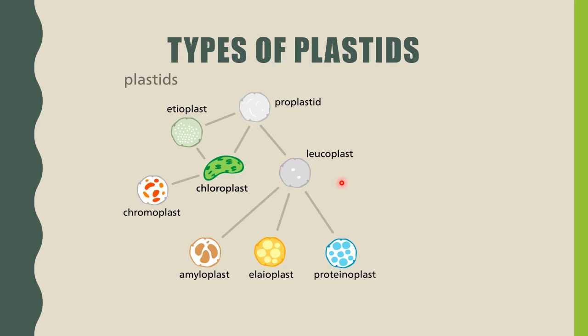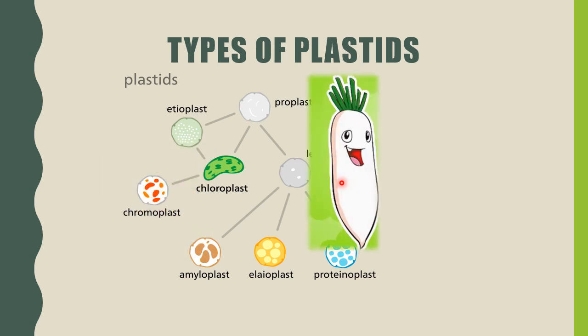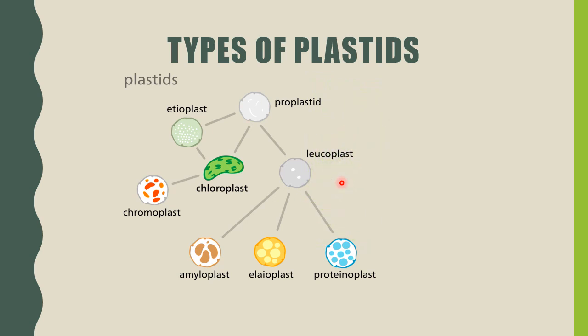White plastids or leucoplasts store food. So they are found in fruits and also in stem, as in potato, or in root, as in carrot or radish. Now you have studied three types of nutrients: carbohydrates, fats and protein. So leucoplasts are of three types. Amyloplast store carbohydrates, elaioplast store fats, and proteinoplast store proteins.